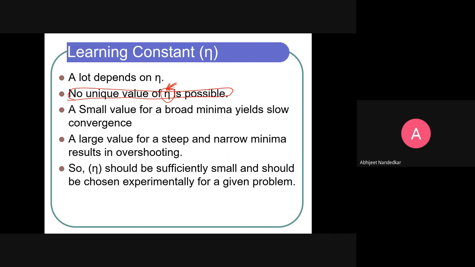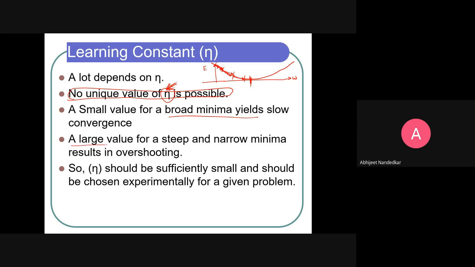A small value for broad minima yields slow convergence. It means that if your error surface is very broad like this, and you start randomly, suppose from this point, this is your error, and this is say weight. From here, if you have a small learning constant, then you will take very small steps, and it will take a lot of time to reach this point. So in such a situation, you can take a big step. That means the learning constant is bigger, so you can reach the destination in a few steps. So a small value of learning constant in broad minima yields slow convergence.